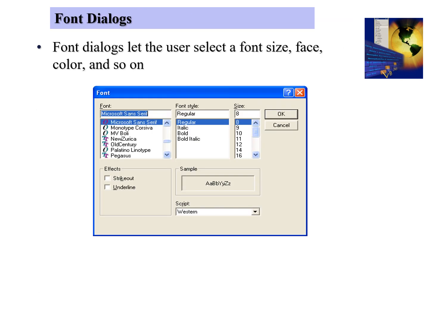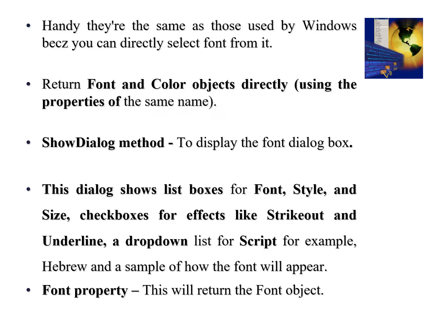Let us see font dialogs, which help to set the font size, style, color and so on. They are handy because they are the same as those used by Windows, so you can directly select a font from it. It returns font and color objects directly. The ShowDialog method helps to display the font dialog box. This dialog shows list boxes for font, style and size, checkboxes for effects like strikeout and underline, a drop-down list for script, for example Hebrew, and a sample of how the font will appear. The Font property will return the Font object.